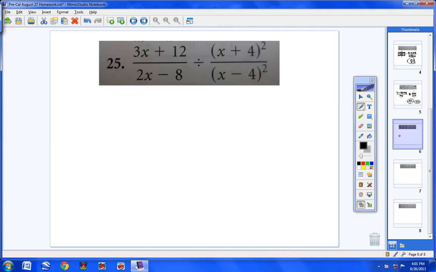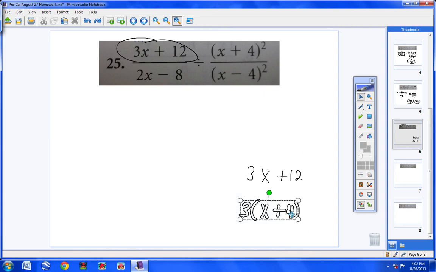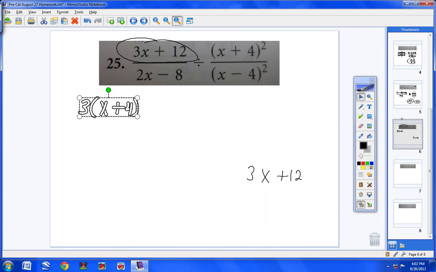Okay, moving on to 25. Again, we're going to factor until we're sick and tired of factoring. So here we go. Let's start off with 3x plus 12. We're going to factor 3x plus 12. First of all, you cannot pull out any x's, but you can factor out a 3. So you'd be left with x plus 4. 3 times x is 3x, and 3 times 4 is 12. All right, so we factored the numerator. Let's go ahead and highlight this and drag it up here.